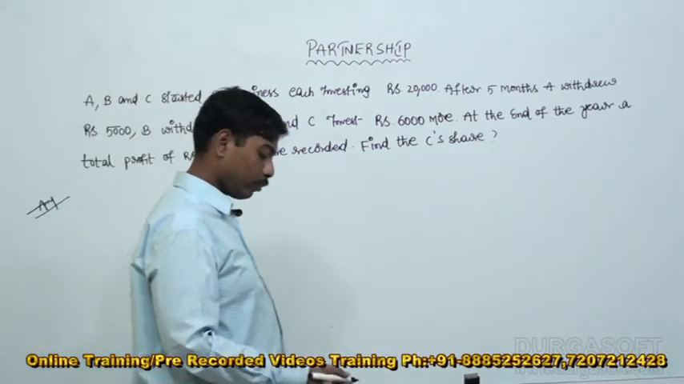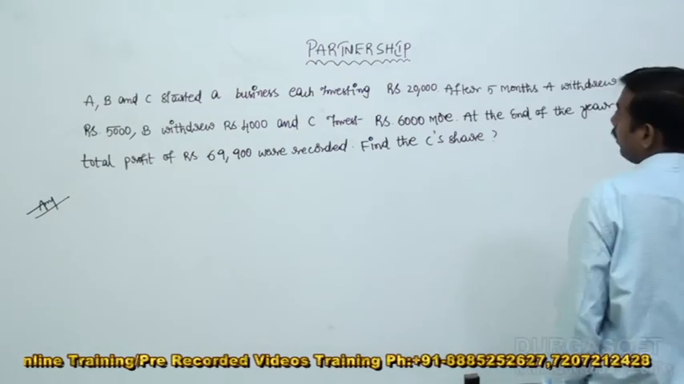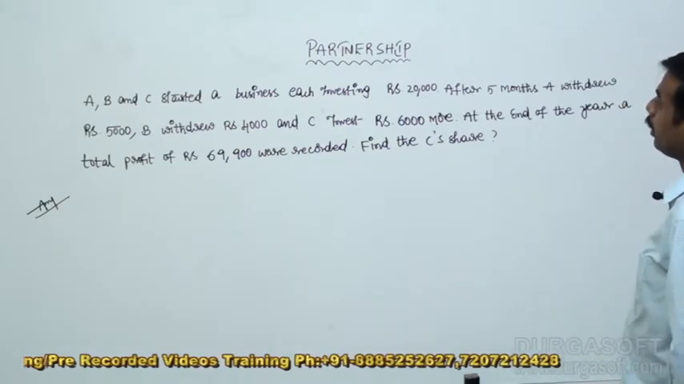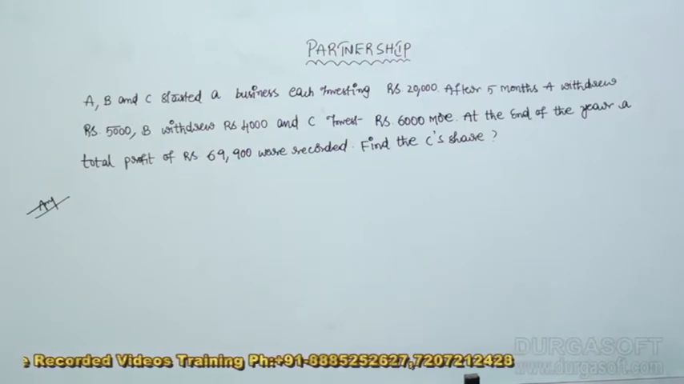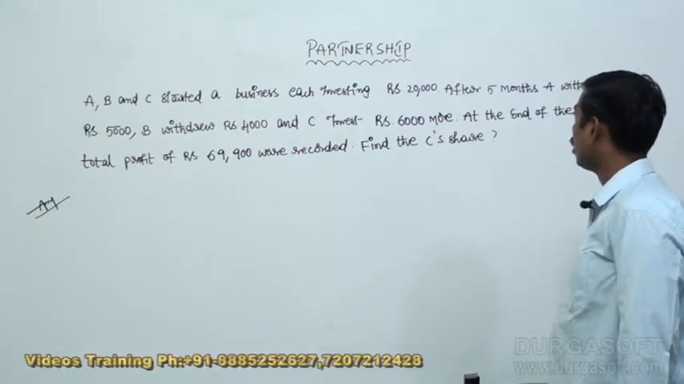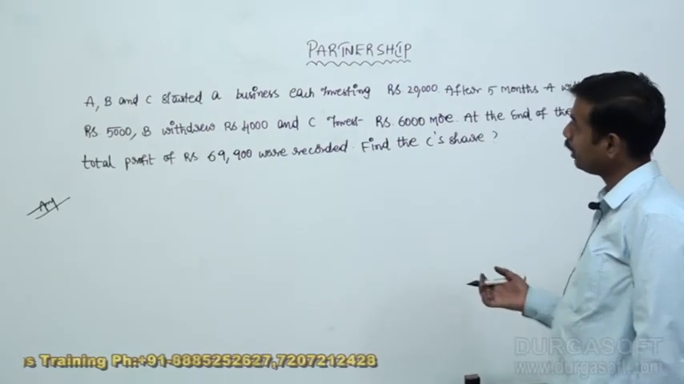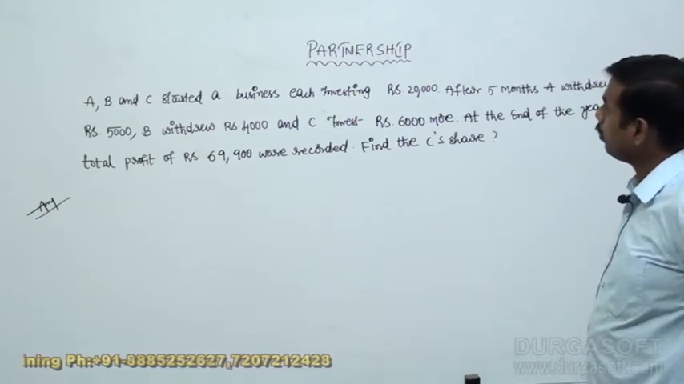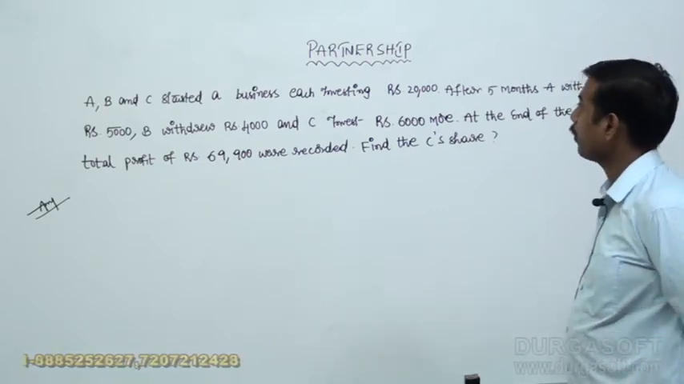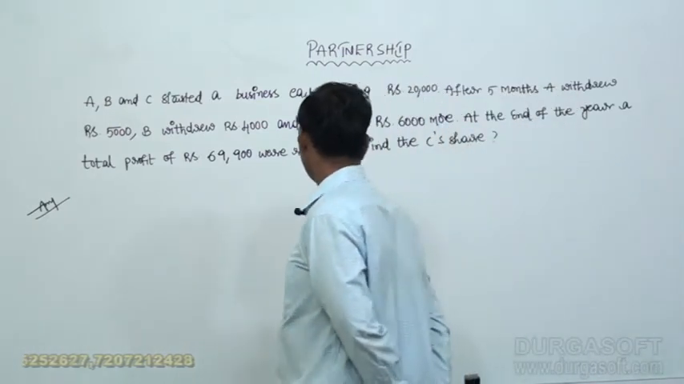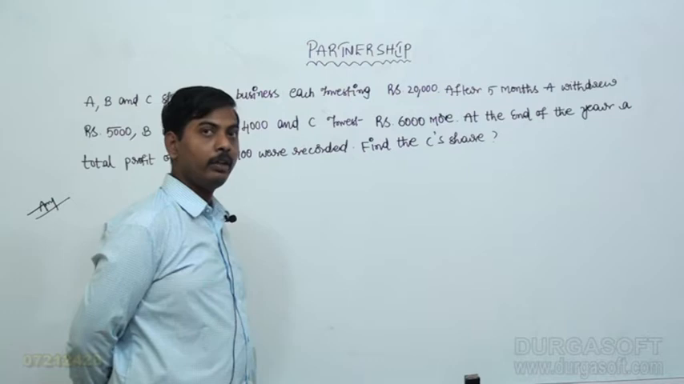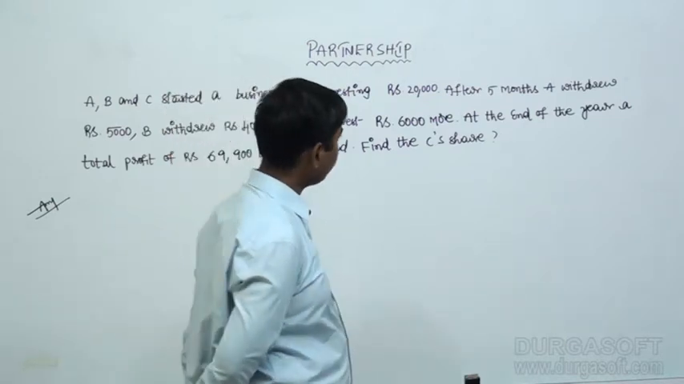A, B and C started a business, each investing rupees 20,000. After 5 months, A withdrew rupees 5,000, B withdrew rupees 4,000 and C invested more. After 5 months, A has taken 5,000 rupees of a investment out from the business and B also taken out 4,000 rupees of a investment from the business. Next one, C invested additionally 6,000 rupees of a more investment into the business after 5 months.